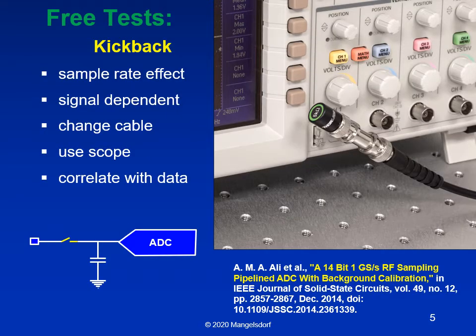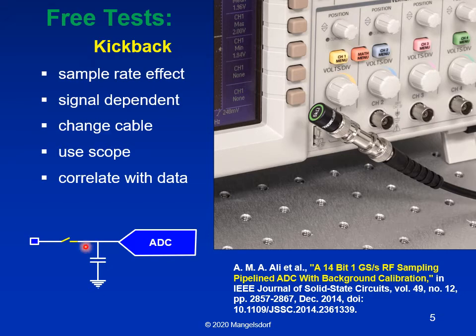One of the things that often goes wrong, but which is very easy to test for, is called kickback. And kickback is caused by the sampling action at the front of the ADC. And most ADCs have something like this structure in the front, with the exception of, say, continuous time sigma delta, which don't do this. But it often looks like this, where you're charging a capacitor with the input, and then you open the switch to hold that input so the ADC can convert it.